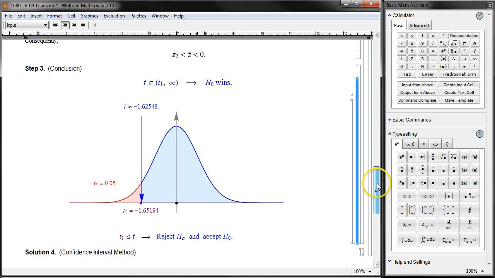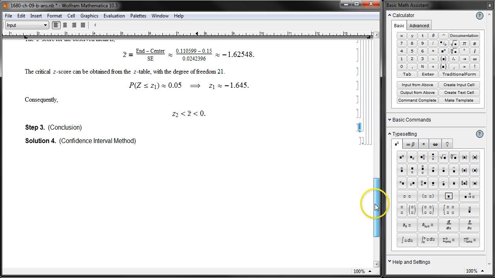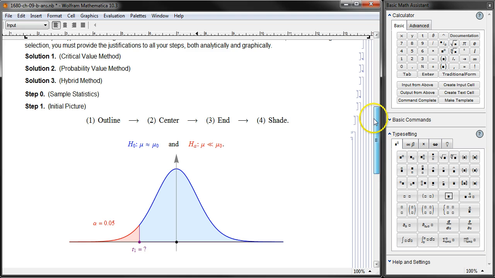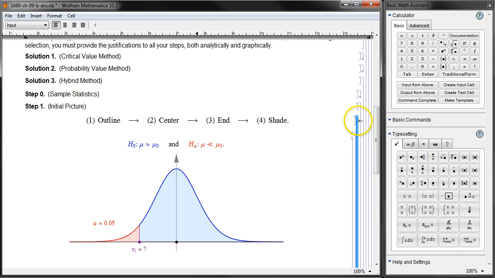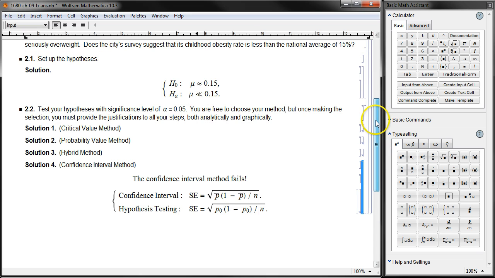Here is the hybrid method. As for the confidence interval method, the confidence interval method does not work for proportion, so it fails.